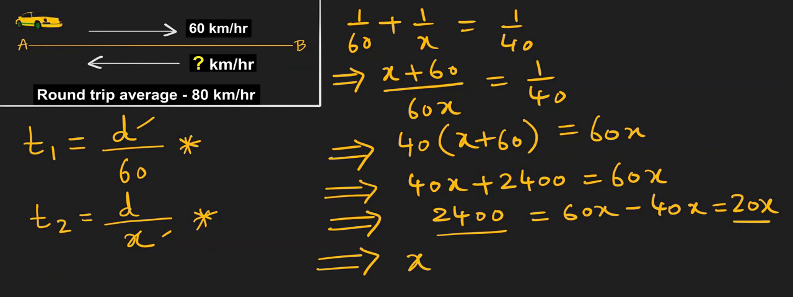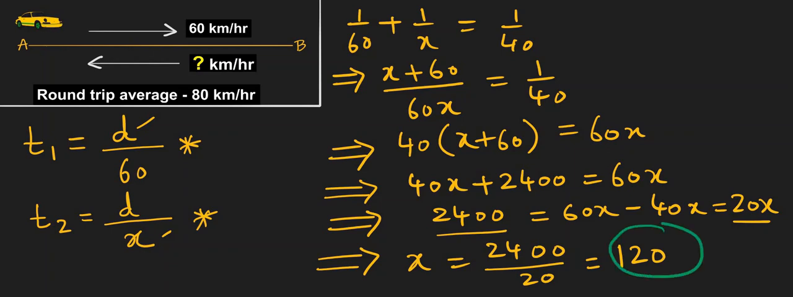And so x would be equal to 2400 divided by 20, which becomes 120. And that is our answer. x is 120. So the car has to travel back at the rate of 120 kilometers per hour for it to average 80 kilometers per hour for the entire round trip.